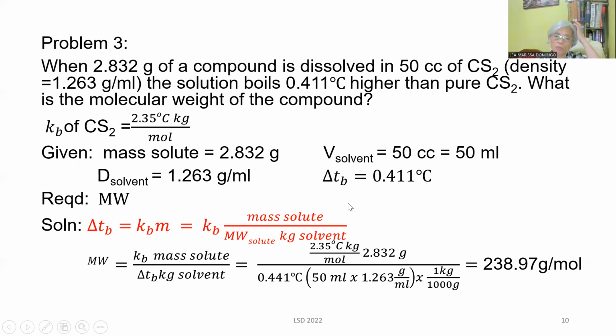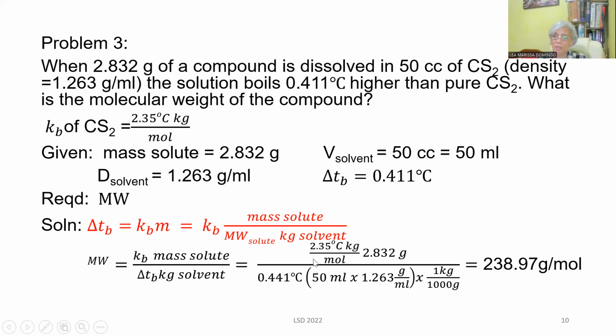Delta T sub B, or the boiling point elevation, is 0.411 degrees Celsius. We are required to find the molecular weight of the solute. So delta T sub B is equal to K sub B times M, where M is the mass of solute divided by molecular weight of solute times kilogram solvent. So ito yung unknown natin. And then rearranging, so applying a multiplicative inverse, we have molecular weight equal to K sub B times mass of solute divided by delta T sub B and mass of solvent in kilograms.